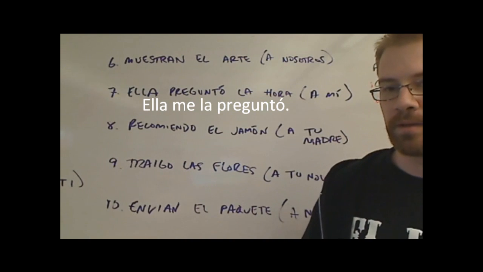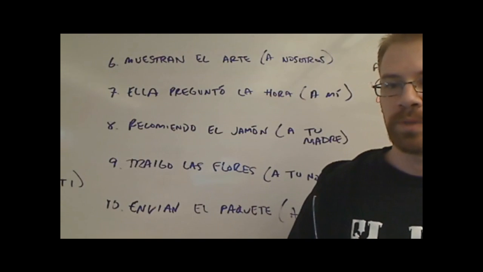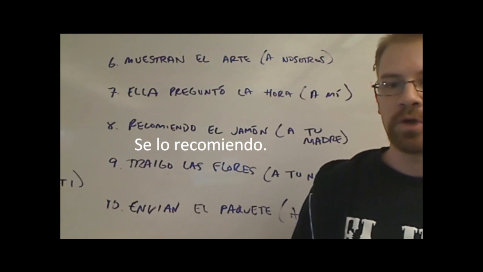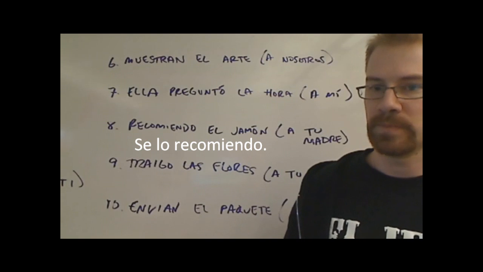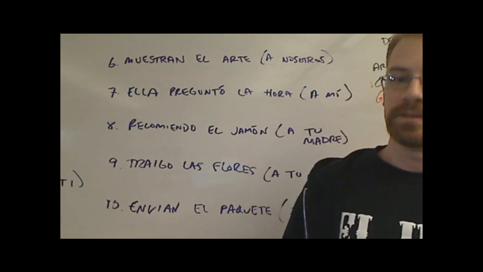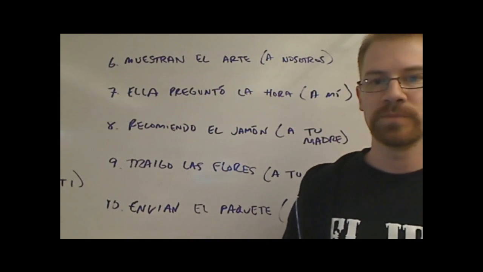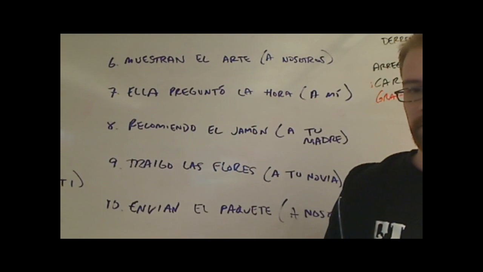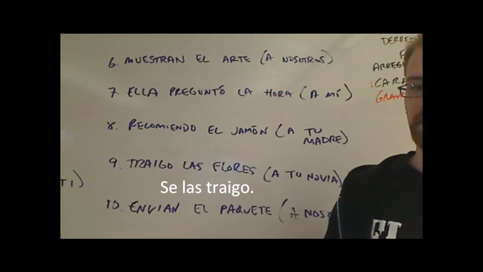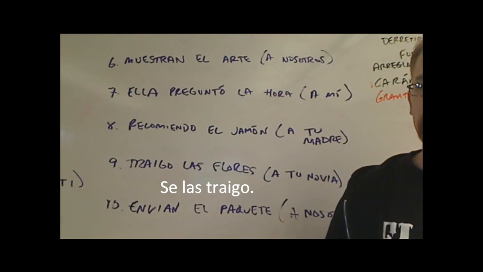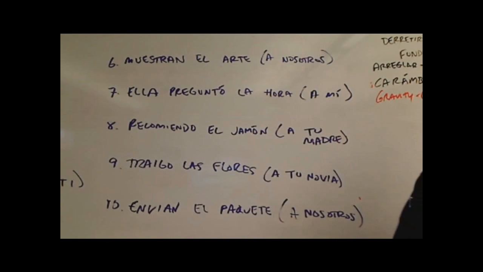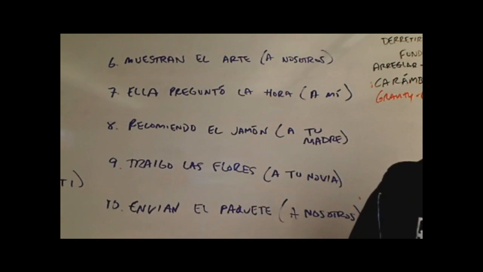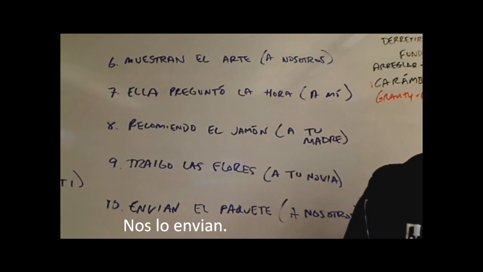8. Recomiendo el jamón a tu madre. El jamón, lo. A tu madre, le. Se lo recomiendo. I recommend it to her. I have the se because you have to change the le to se when you have the two L's. 9. Traigo las flores a tu novia. Las flores, las. A tu novia, le. Se las traigo. I bring them to her. Y el número 10, envían el paquete a nosotros, el paquete, lo, a nosotros, nos lo envían.